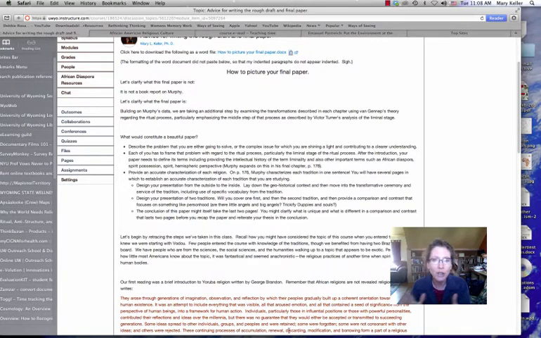The conclusion of this paper might itself take the last two pages. You might clarify what is unique and what is different in comparison and contrast, the last two pages, before you recap and reiterate your thesis in the conclusion. Murphy used an entire final chapter in order to conclude his material.